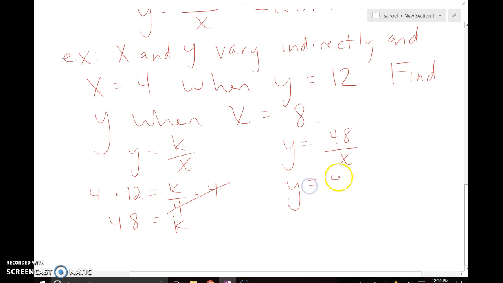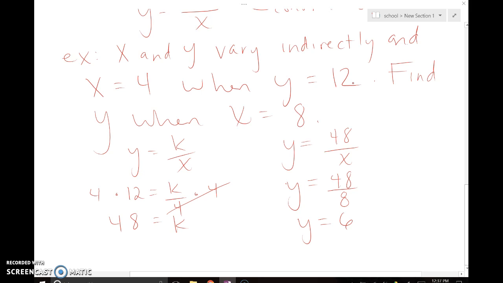Y equals 48 for my constant over the 8 that they told me about. So now 48 divided by 8, y must be 6. So hopefully you could see when I had x is 4, the y value was 12.